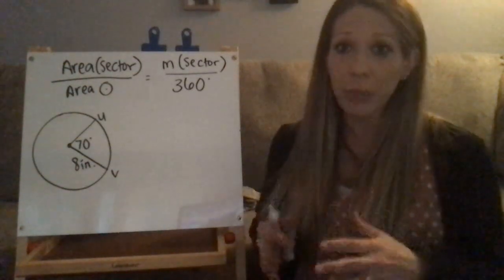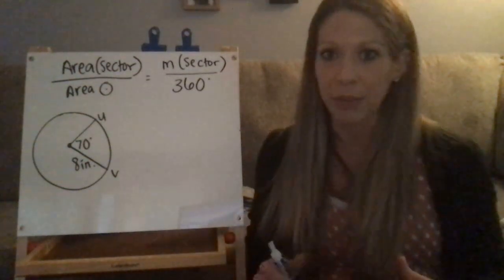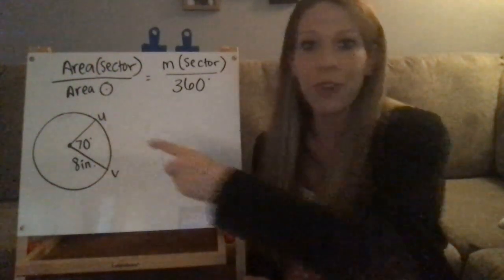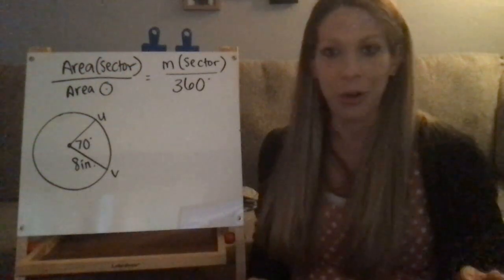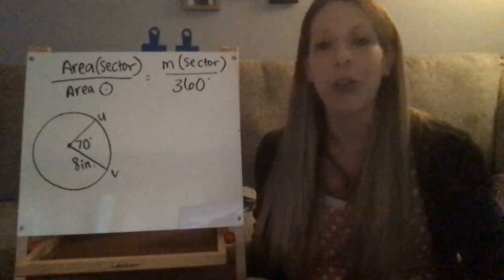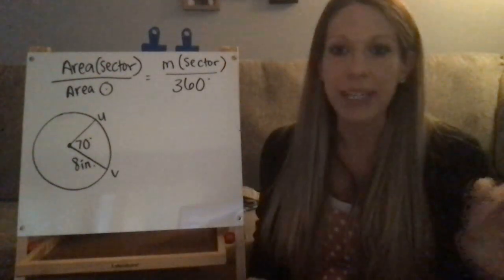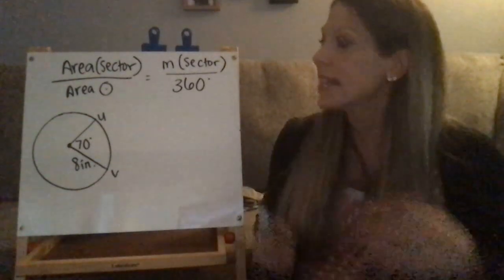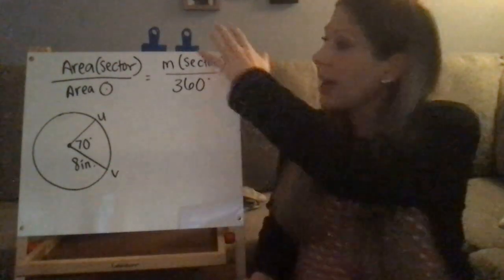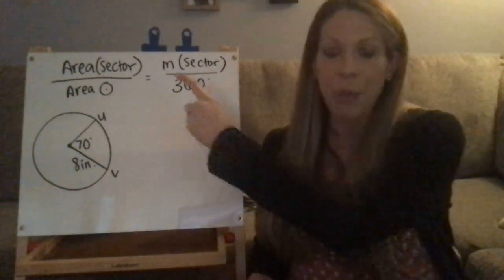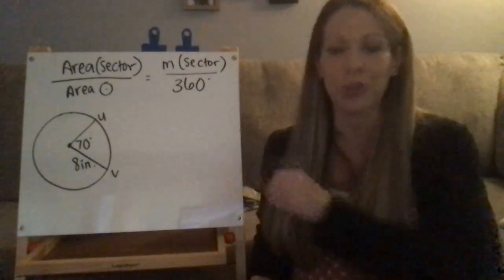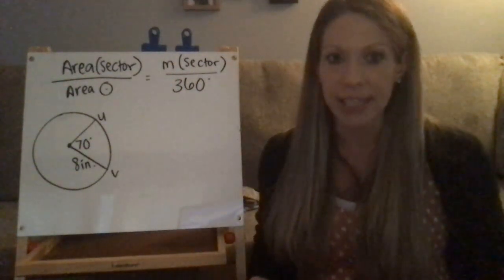And so the proportion is really, really similar to the proportion that we used before. But now we want the area of the sector over the area of the whole circle, instead of the length of a little segment over the length around the whole circle like we did with circumference, because now we're dealing with area instead of distance. But the other side of the proportion stays the same. We want the measure of the piece that we're cutting out over the measure of the whole circle, which is always going to be 360 degrees.